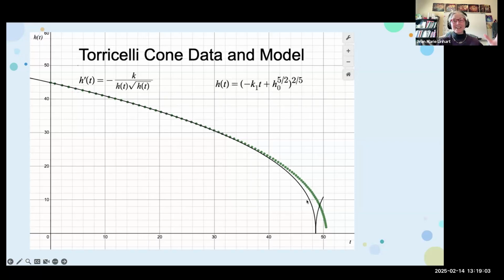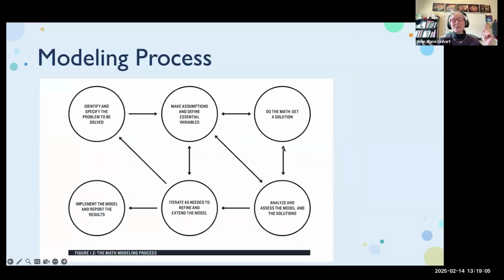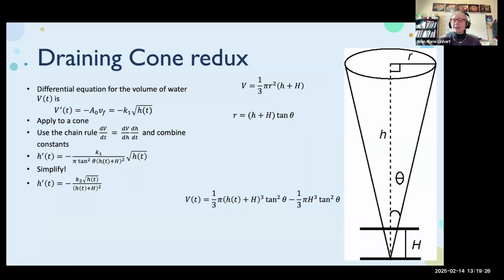And here's the next exciting thing that we get to do. We get to go back to this modeling process. We have identified and specified the problem to be solved. We've made assumptions. We've defined our variables. We've gotten equations. We've done the math. We've gotten a solution. Now we're analyzing and assessing the model. And dang it, we need to go back to our assumptions again. Yes. And when we do that, we discover that the water is not draining from the bottom of the cylinder. So we need to take that into account.